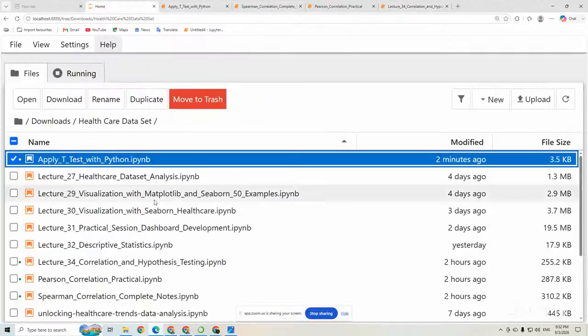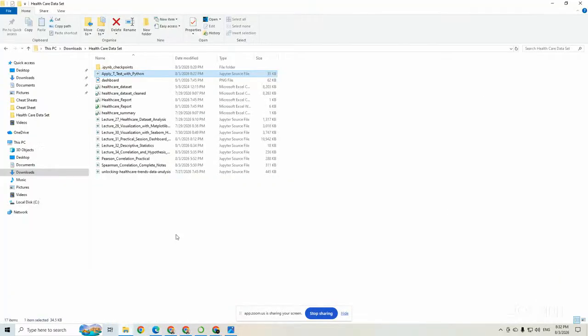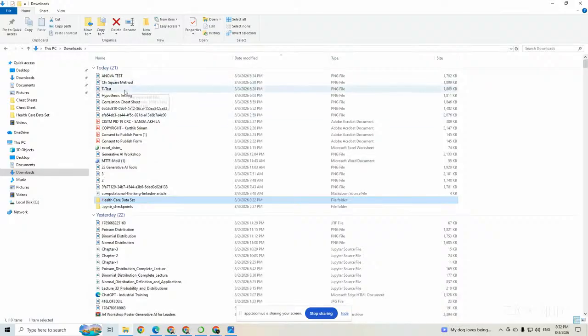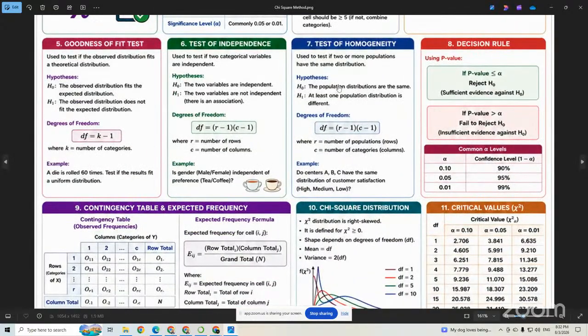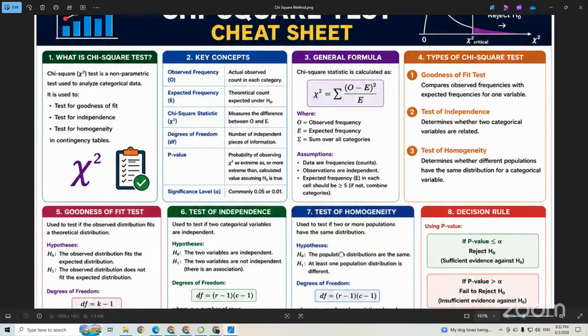So come back, and the correlation we have discussed. This is the chi-square test, right? When you go through it, you have to keep some key concepts in mind: what is chi-square, when you will apply it, and the types of chi-square test. There are three types: the goodness of fit test, then the test of independence, and the test of homogeneity.